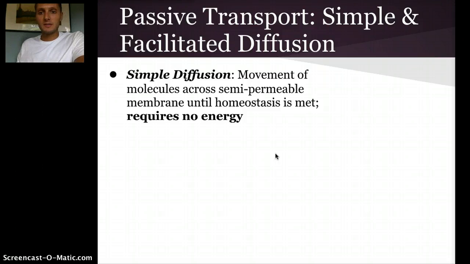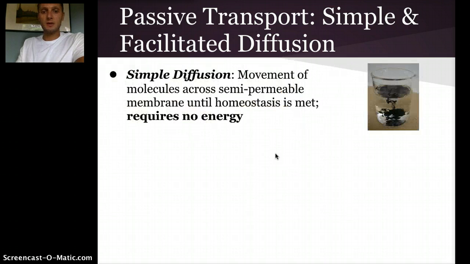In looking at passive transport, there's a couple different types. Simple diffusion is basically just diffusion. It's the movement of molecules across a semi-permeable membrane until homeostasis is met. And again, it requires no energy.